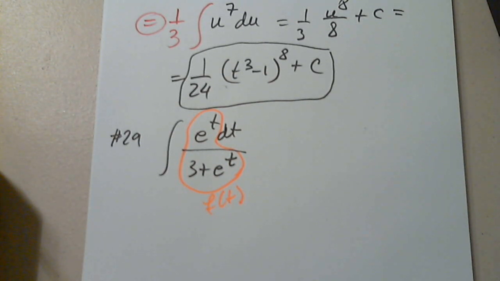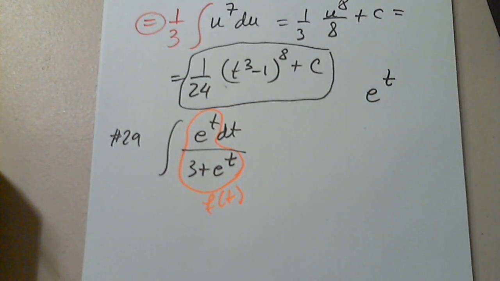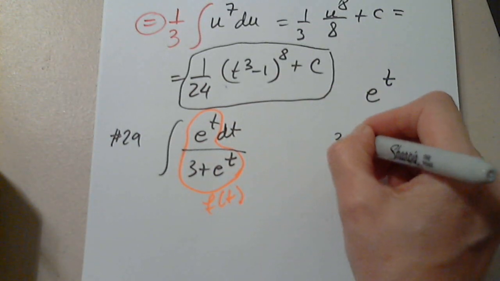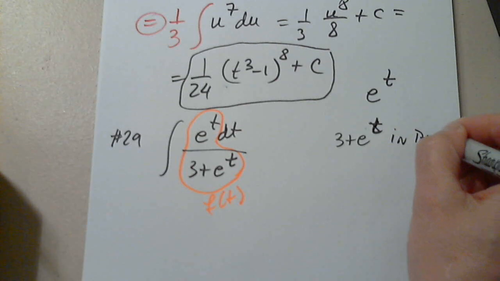I feel like it's e to t. E to t is friendly. E to t is no problem. But what is the problem in this function? It's a fraction. Good, you have something. The denominator. 3 plus e to t in the denominator is a problem.